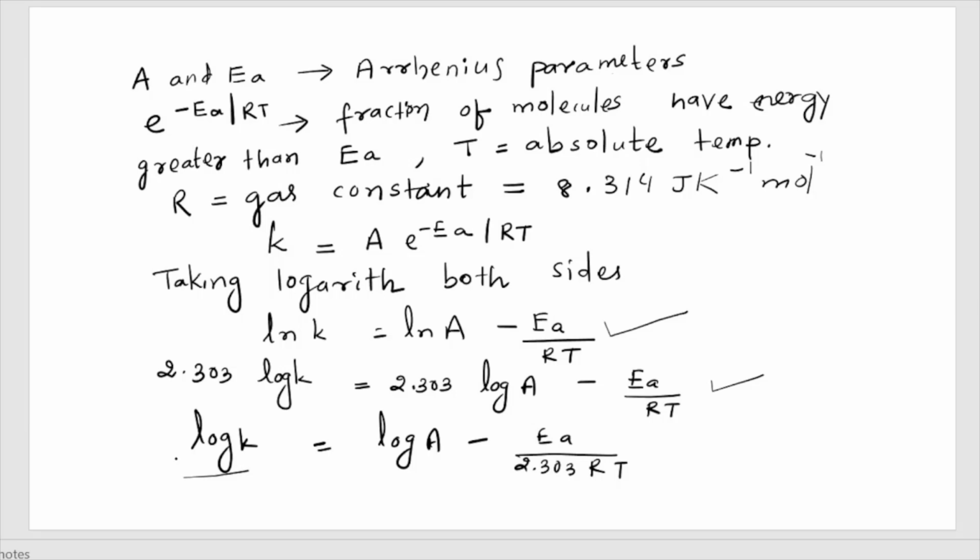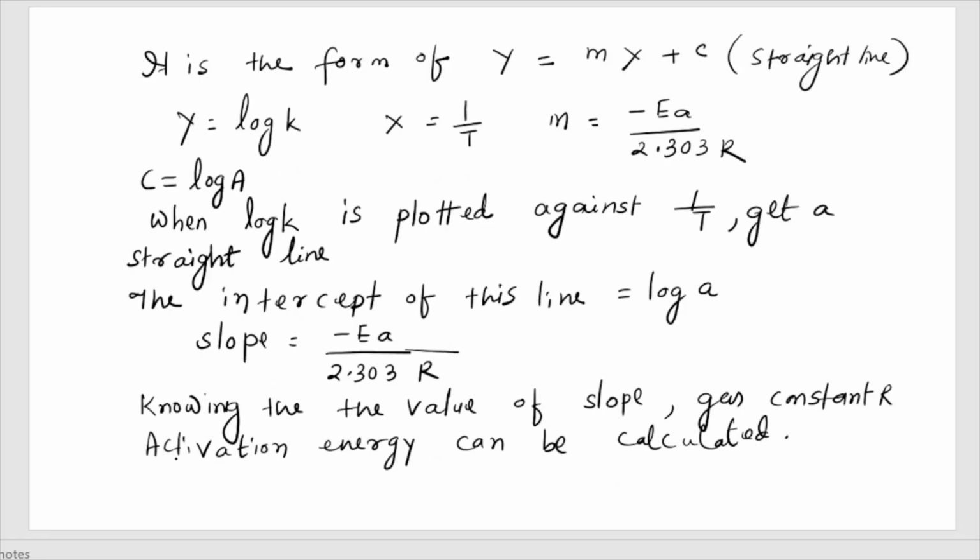Remember, 2.303, if you divide the whole equation, then log K equals log A minus EA by 2.303 RT. And this is in the form of y equals mx plus c, which gives a straight line. Here y equals log K, x equals 1 by T, and m equals minus EA by 2.303 R.